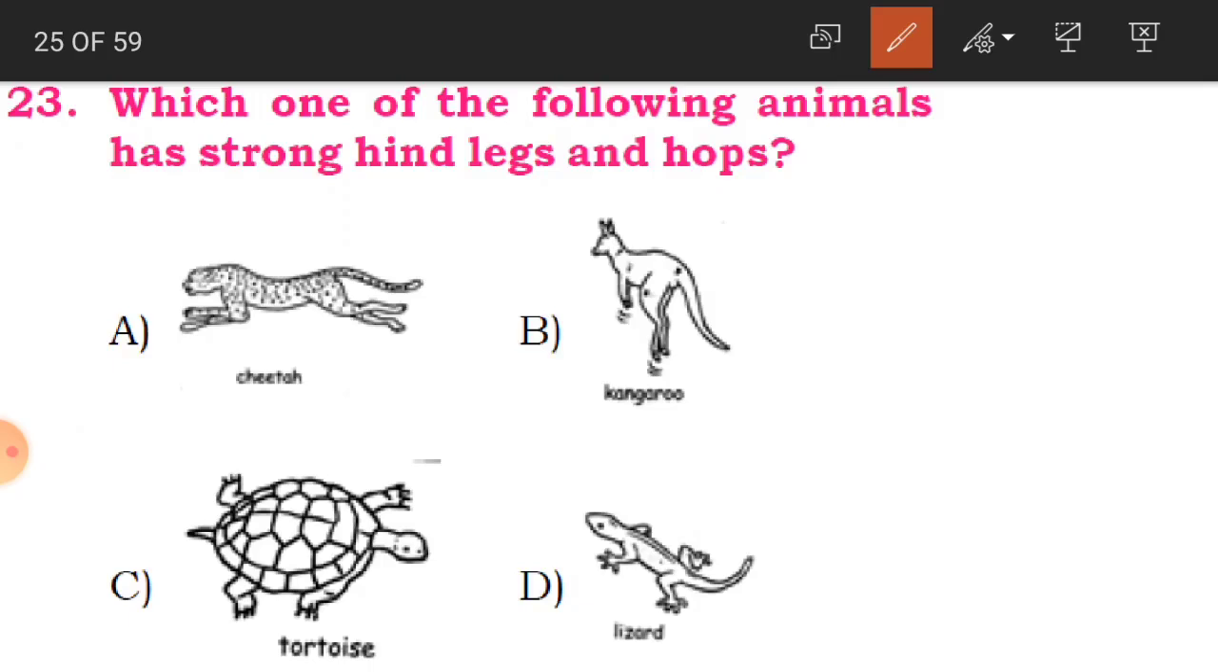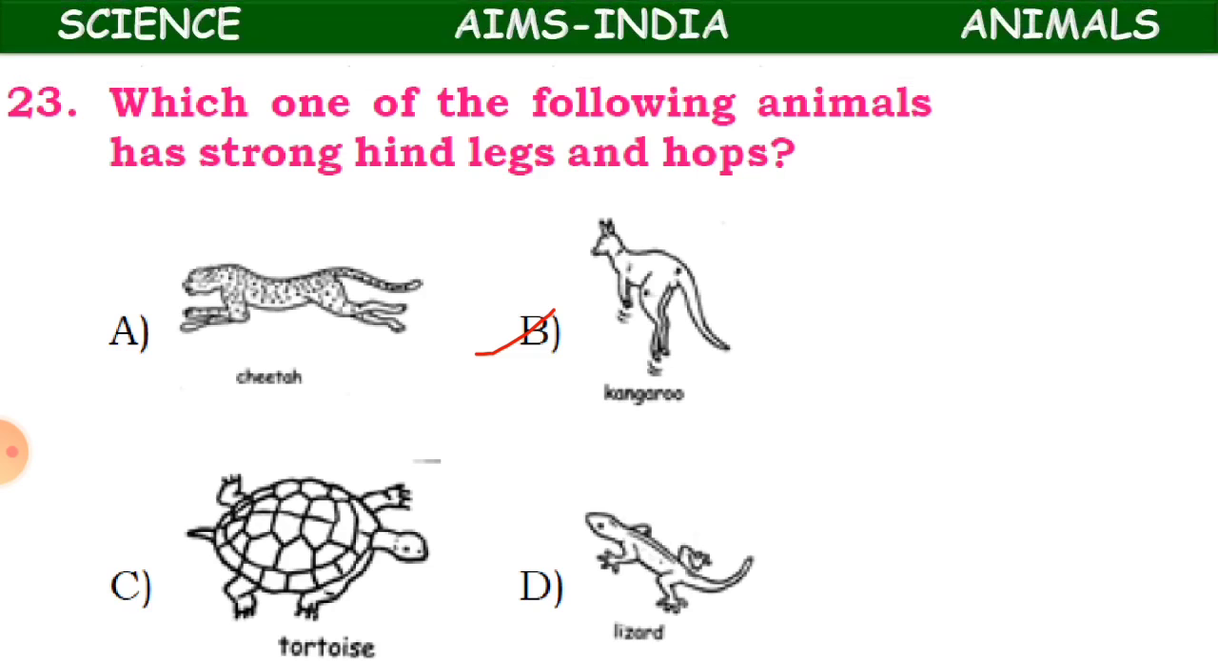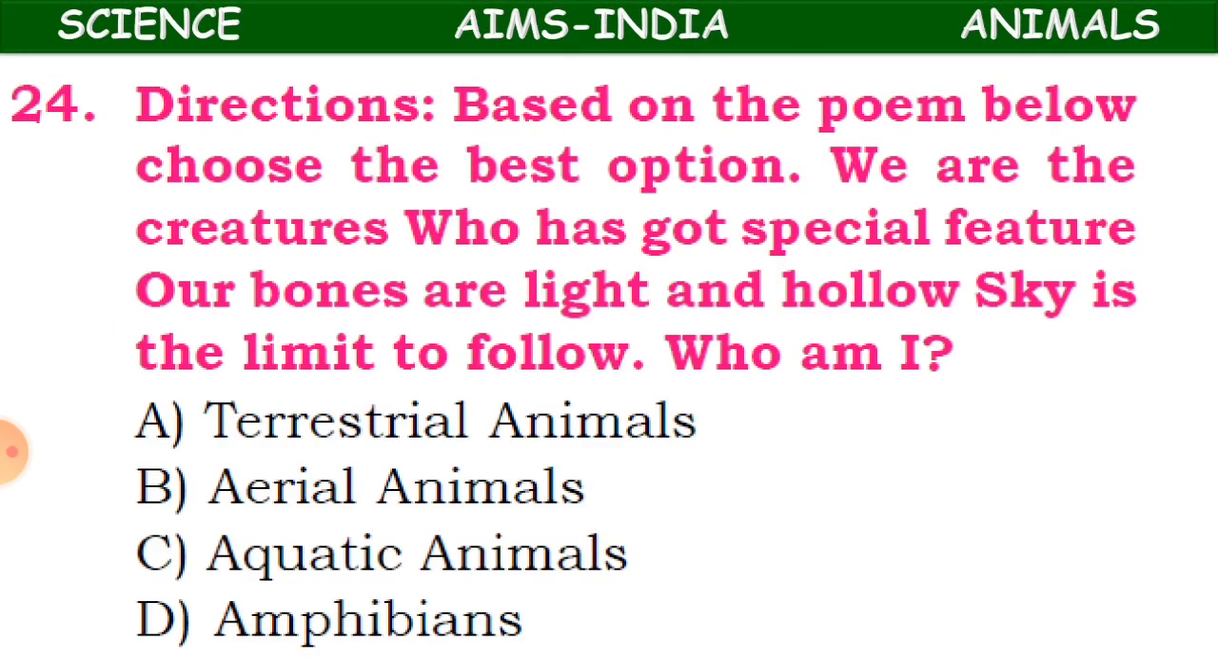If you see here, option B is the correct one. Kangaroo. It is the fastest jumping animal actually. Have you seen, children? It will not walk. It will never walk. It just jumps, because it has got strong hind legs and hooves, it is able to jump. So B is the correct answer.